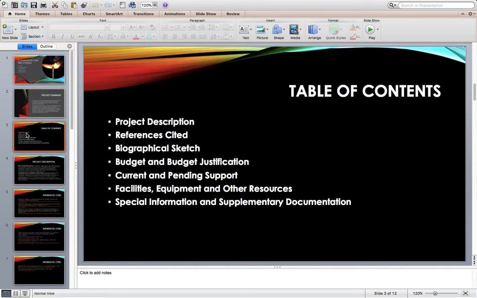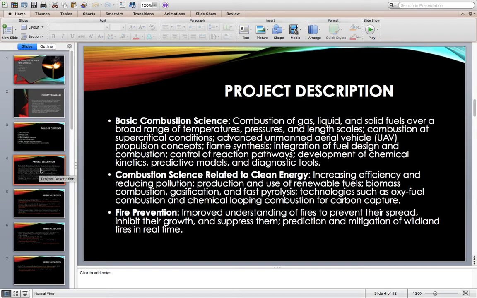So you move on to the table of contents. I think it's okay to have a table of contents because it gives the reader an idea of what's coming. So I would keep this in here, but depending on if you change anything, just make sure you reflect it in the TOC.